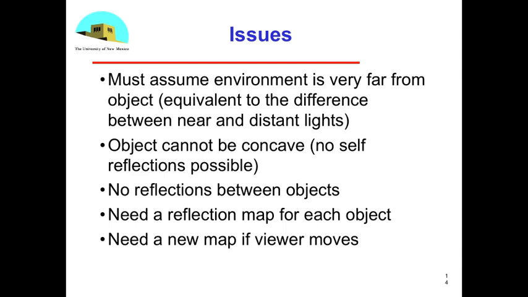And also, if the viewer moves, we did this calculation, given all the viewers here, let's compute where the direction of reflection is and get the texture maps. Well, if I move the viewer, then that reflection direction changes, and now I have to, in principle, compute the cube maps all over again.